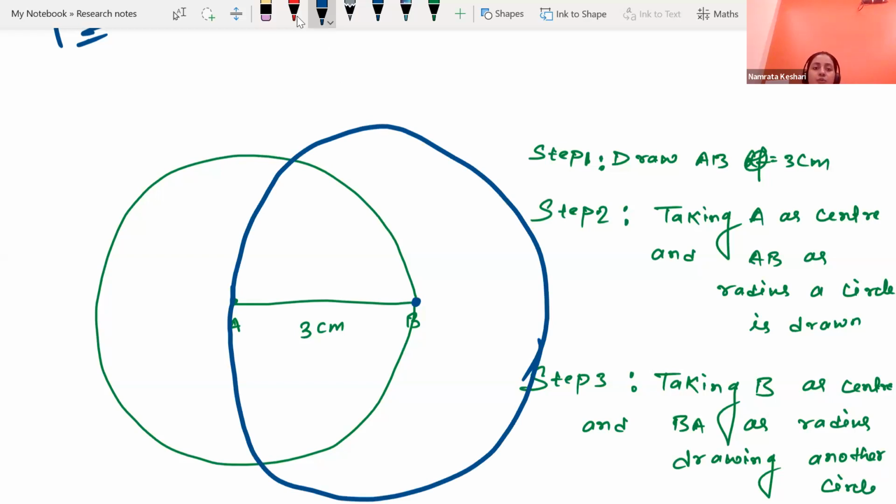Now what you will do, you will mark it as a C, and you will join them. You will join A with C and B with C. Can you check it? This AC is nothing but just another radius of this green colored circle. Can you see it? Of this green colored circle, AC is the radius, yes or no? And BC is also the radius of this green colored circle. Can you see it?